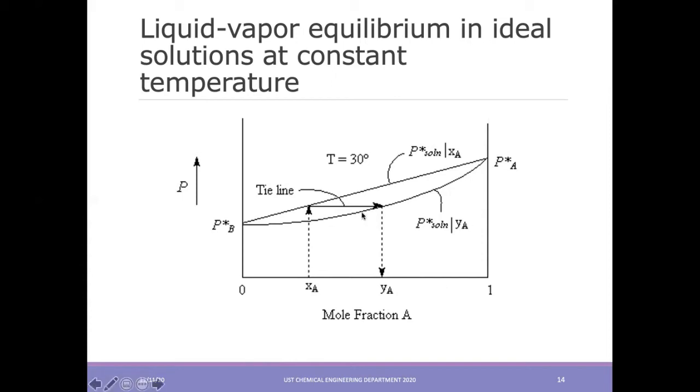As long as we keep the pressure constant, we would be getting a unique tie line. Note that the two phases that are in equilibrium with each other are joined by this line, and this line is also known as the tie line, which is unique for each pressure.